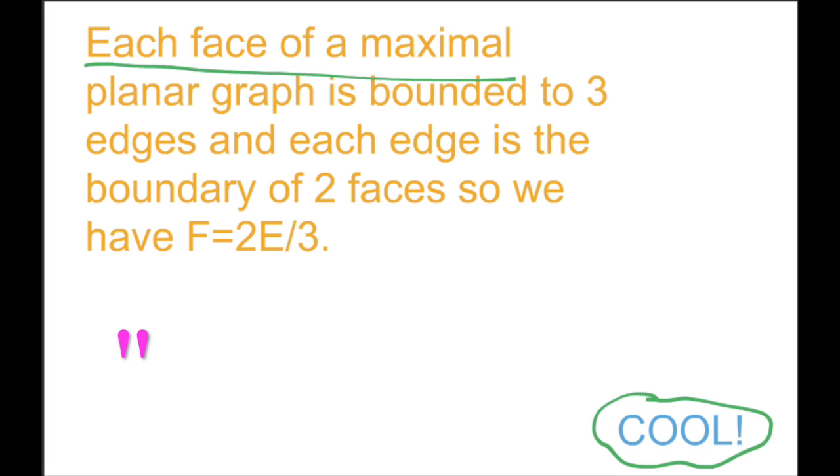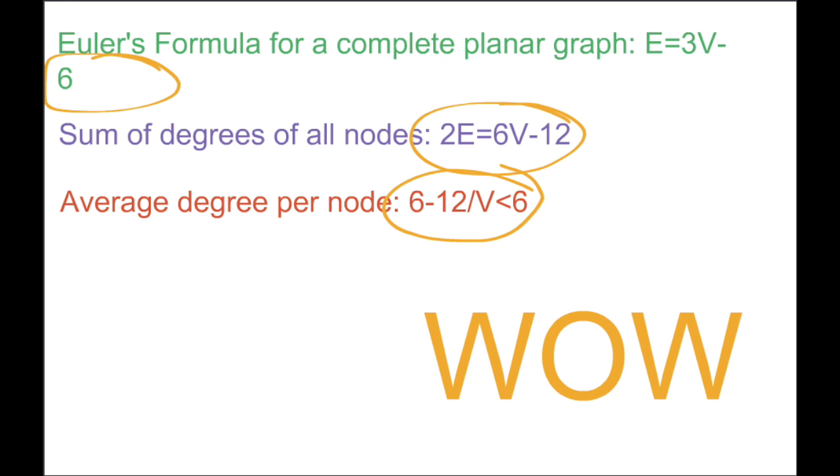Each face of a maximal planar graph is bounded by 3 edges, and each edge is the boundary of 2 faces, so we have f equals 2e divided by 3. Some important formulas in Kempe's methods were Euler's formula for a complete planar graph, the sum of degrees of all nodes, and the average degree per node.